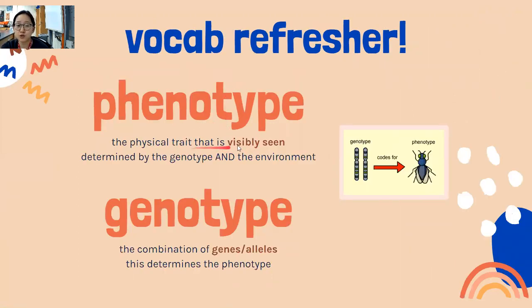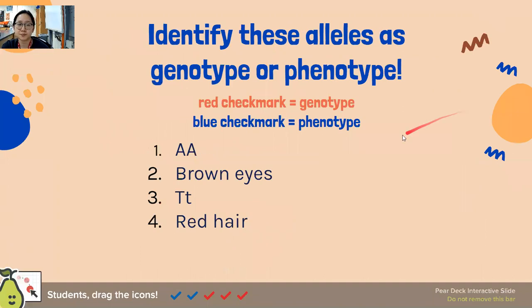So here's what I was referring to. The phenotype is the physical trait that is visibly seen and determined by the genotype. So the genotype and the environment are what determine what the phenotype looks like. The genotype is specifically just the combination of the genes or alleles that determine the phenotype. So the genotype is your genes, the phenotype is your physical trait. Your genotype tells you what your physical trait is probably going to be.